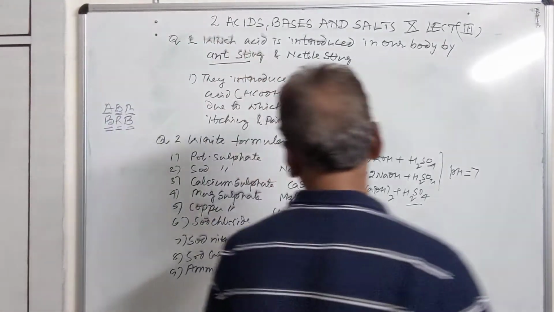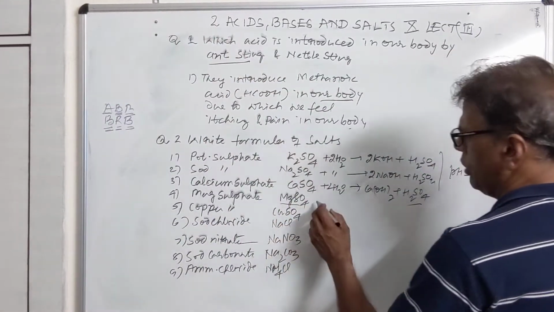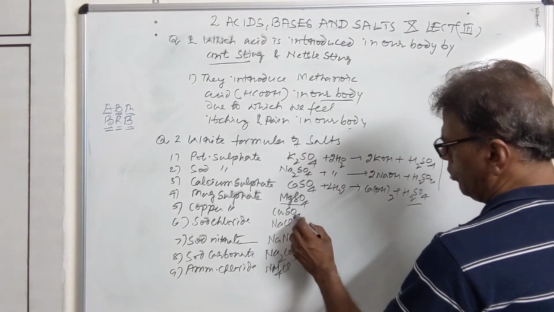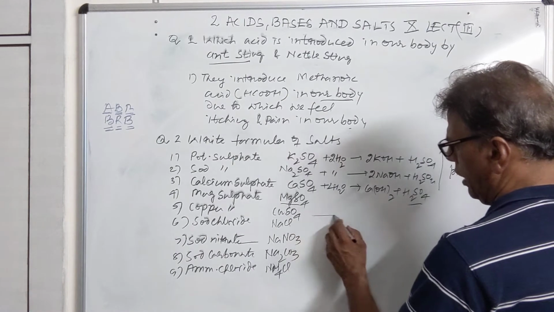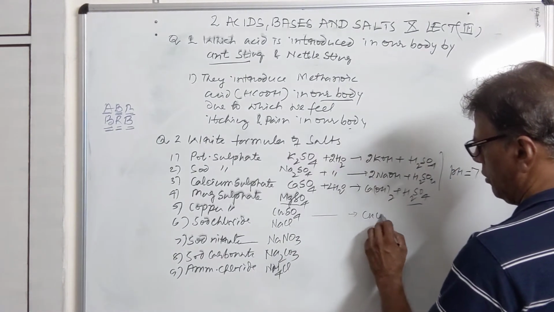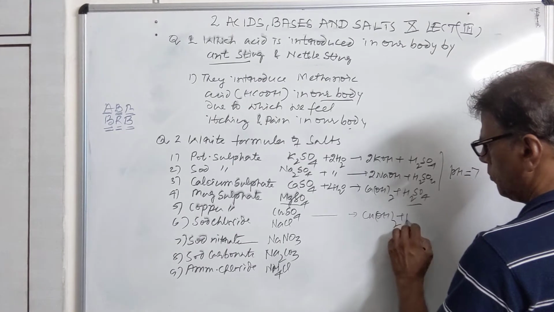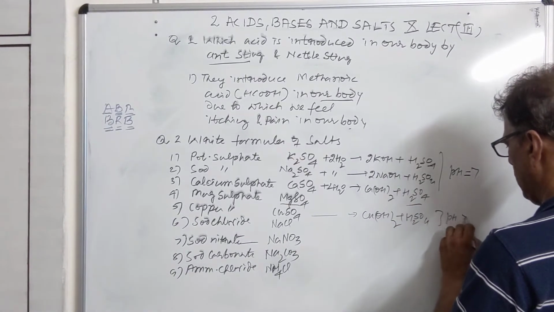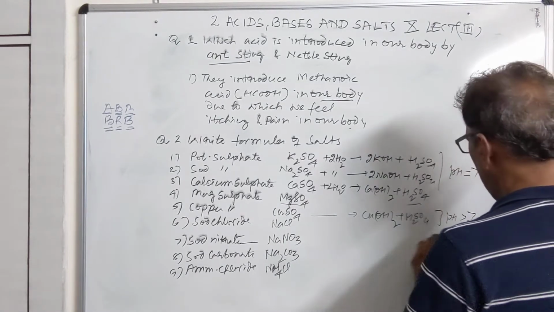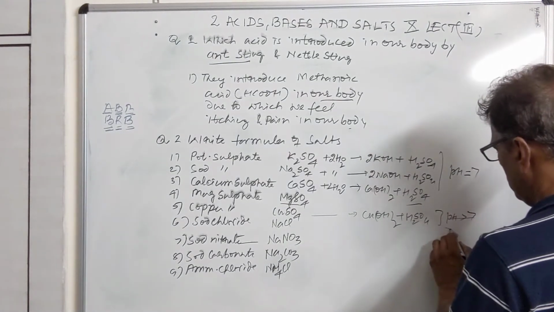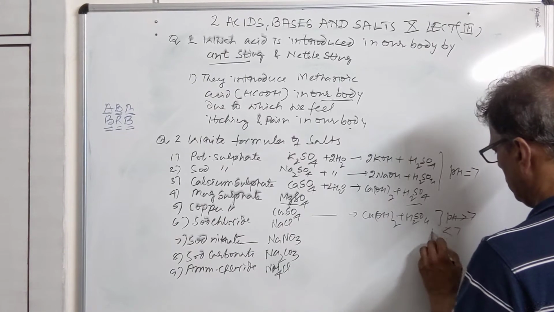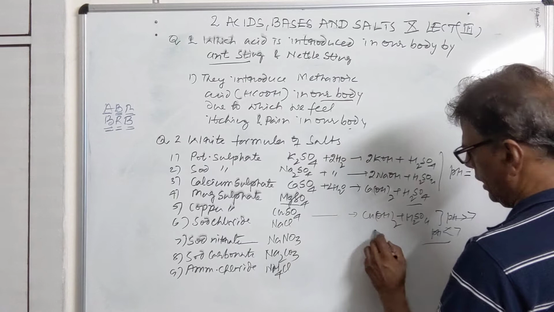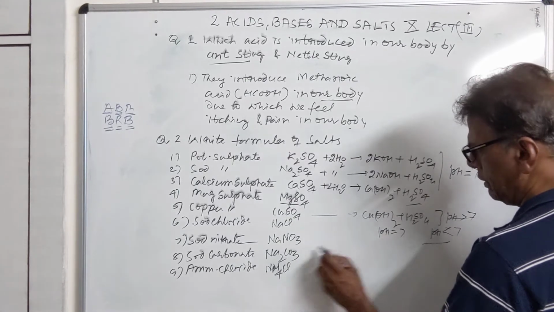Then MgSO4 will produce Mg(OH)2 plus H2SO4. Copper sulfate will produce copper hydroxide and H2SO4. This will again be acidic in nature. pH will be less than 7. Then NaCl will produce NaOH and HCl. pH will be equal to 7 in this case.